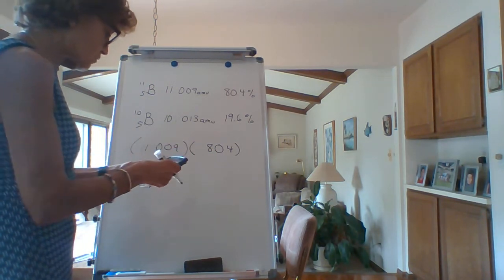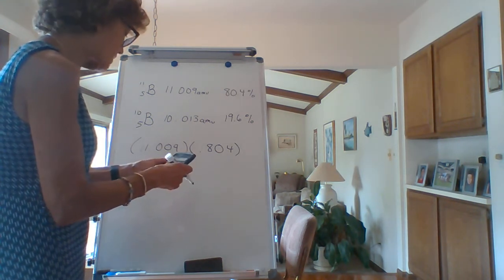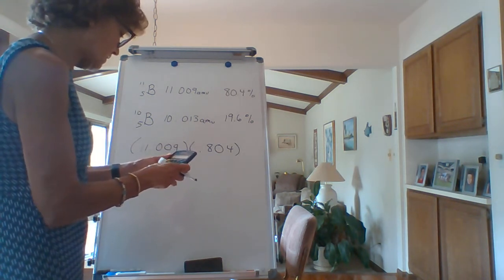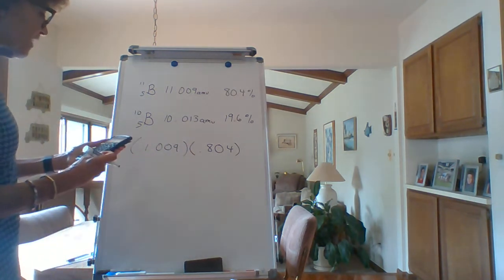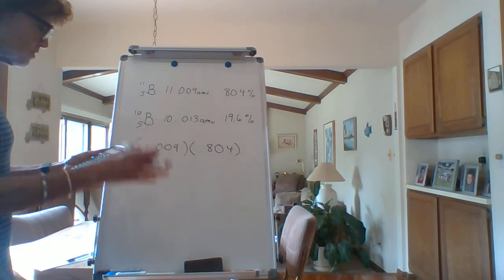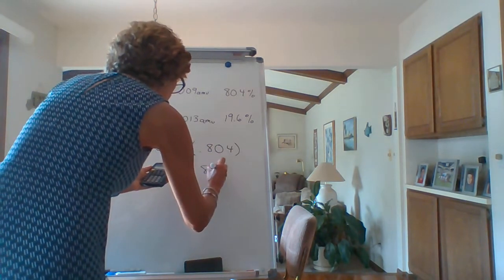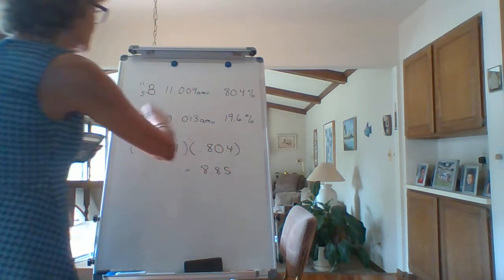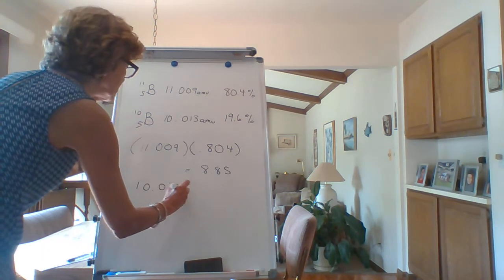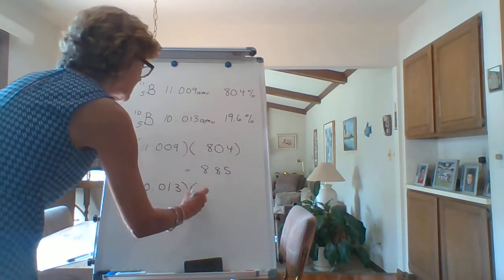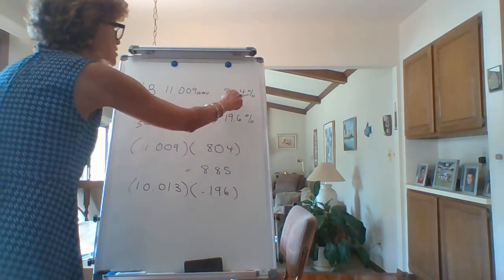So let's do the math. 11.009 multiplied by 0.804, and you get 8.851236. I'm just going to round it to 3 sig figs, which is 8.85. Now, I do the second one. 10.013 times 0.196. Remember, we're moving the decimal 2 spots to the left.